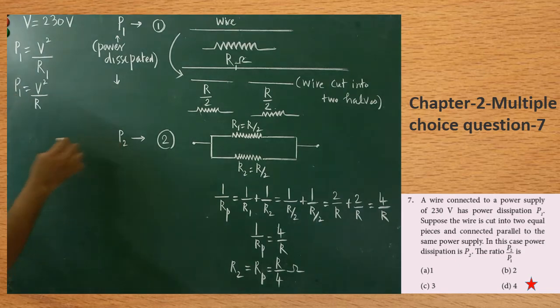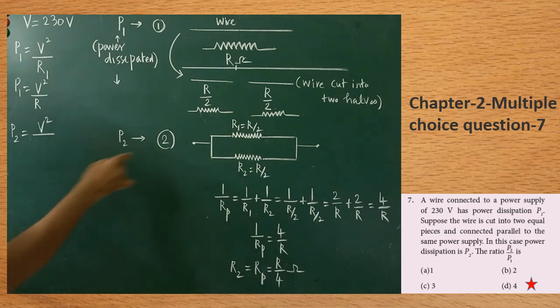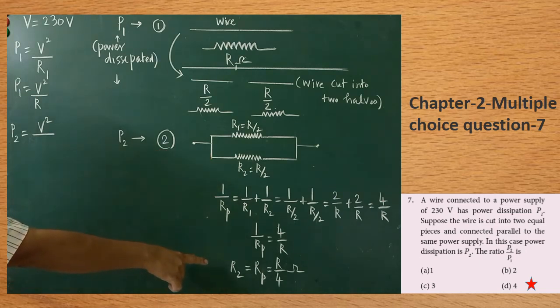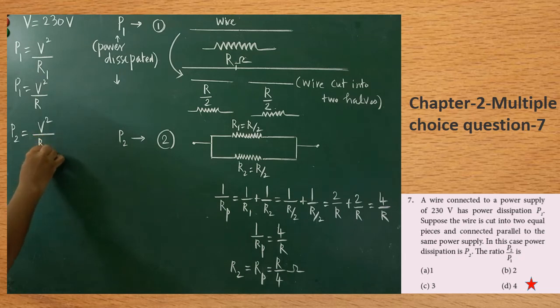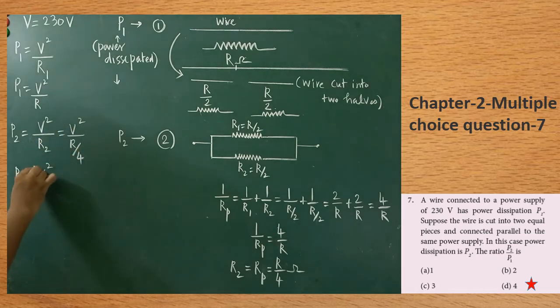Now we have to calculate P2. P2 is equal to, what is the formula again? V square divided by, since it is a parallel network, the final answer obtained is R2. Therefore, substitute V square divided by R2, that is R by 4, the resistance of the parallel network. So P2 is equal to V square divided by R by 4, this 4 can be taken up. Therefore, P2 is 4V square divided by R.